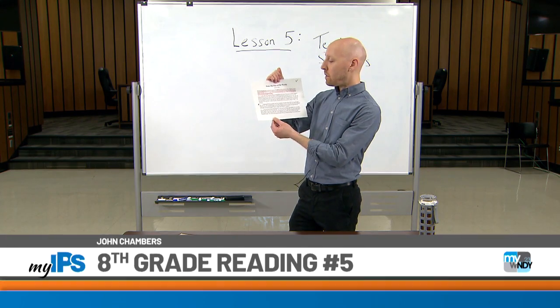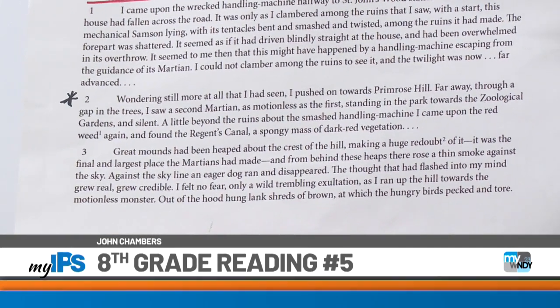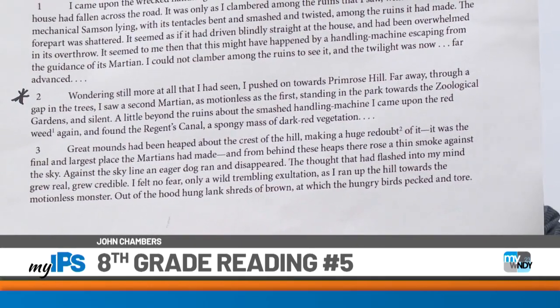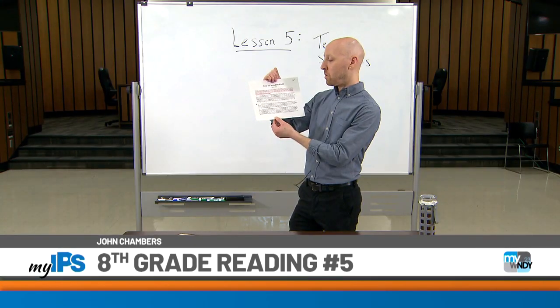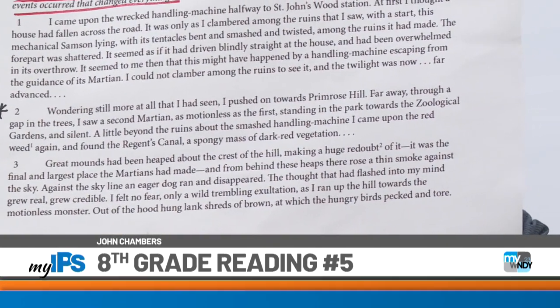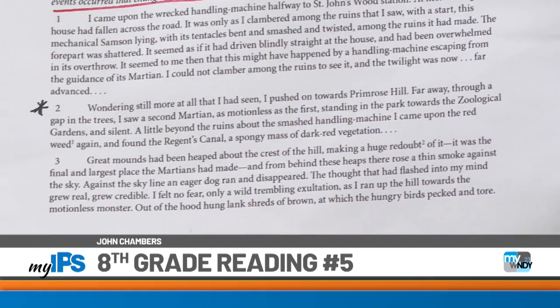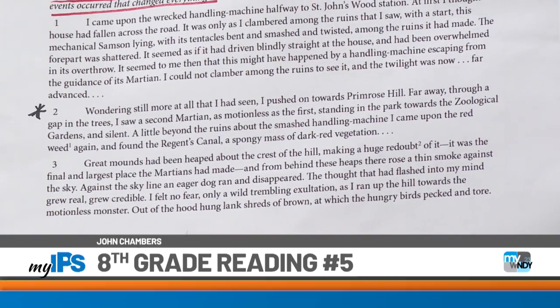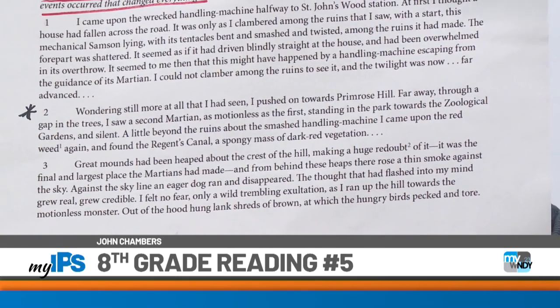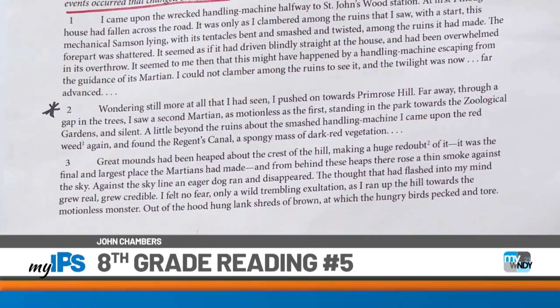Paragraph 2. "Wondering still more at all that I had seen, I pushed on towards Primrose Hill. Far away through a gap in the trees, I saw a second Martian." So we can tell that these Martians are being defeated by Earth somehow. "I saw a second Martian as motionless as the first, standing in the park towards the zoological gardens and silent. A little beyond the ruins, about the smashed handling machine, I came upon the red weed again and found the Regent's Canal, a spongy mass of dark red vegetation."